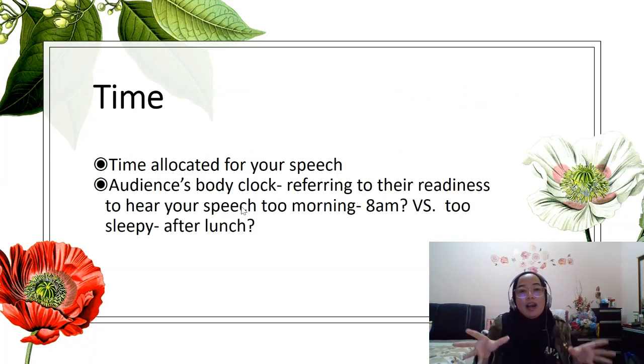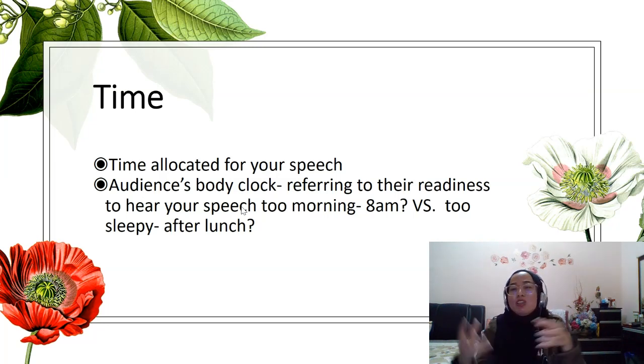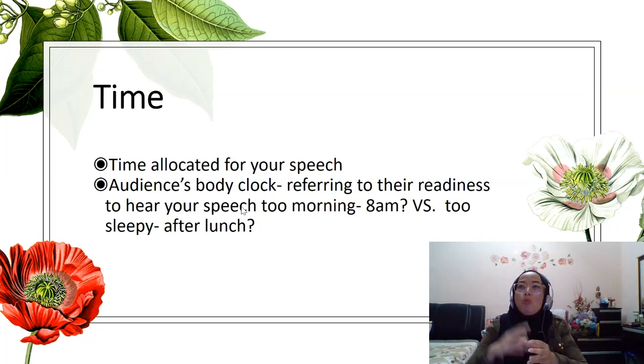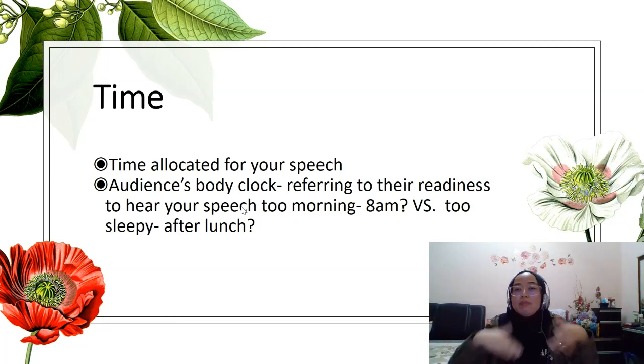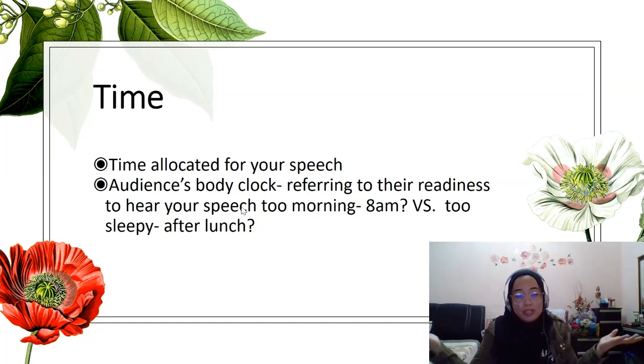Next, we're looking at time. Now, when we talk about time, there are two things that you have to remember here. The first one is referring to the time allocation for your speech. Just now I talked about presentation one, where you have 1 to 3 minutes. So it's going to be very short. Think about what necessary information you want to talk about, or maybe there are some details that you might want to omit. You might not want to talk about them at all because you don't have enough time for it. Okay?